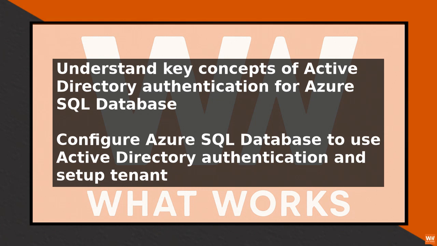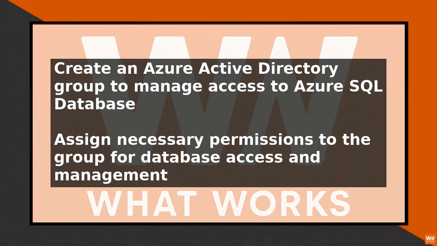First, ensure your Azure SQL database is configured to use Active Directory authentication. This involves setting up an Azure Active Directory tenant and registering your Azure SQL database. With the tenant, you can do this by navigating to the Azure portal, selecting your Azure SQL database, and clicking on Active Directory Administration.